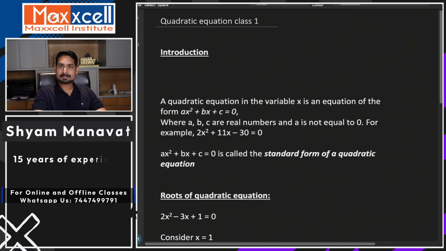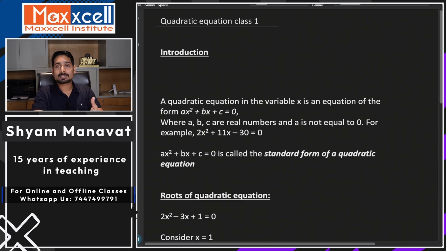So let's get started. What we usually do in the first lecture is have the introduction of the topic. So here, quadratic equation looks like what? ax² + bx + c = 0. You might have seen this kind of equation a lot of times. You have x square, then x to the power 1, and then there is a constant. This is the standard form of a quadratic equation.